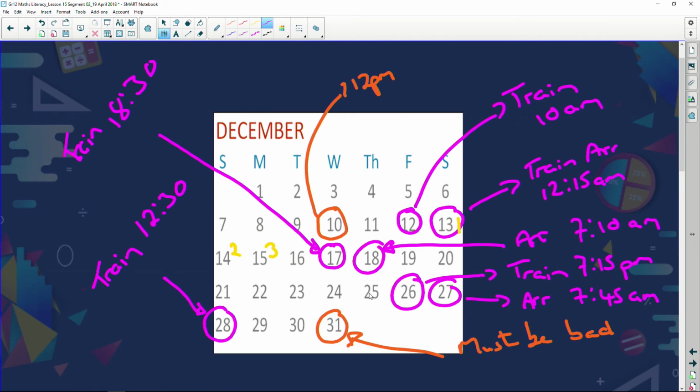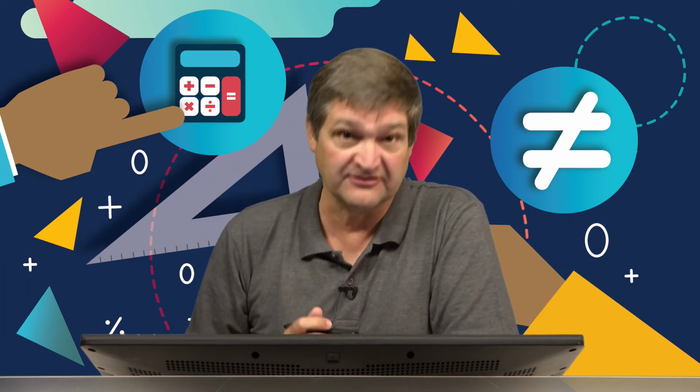Yes, I got a headache just looking at all this information, but here's the thing, it hasn't finished yet. There was another question, and the other question was, how much is this train fare all going to cost us?